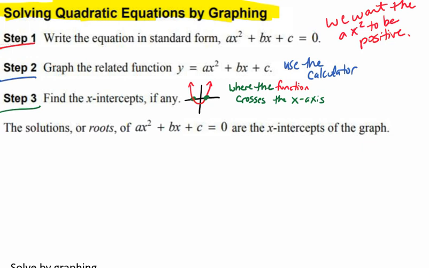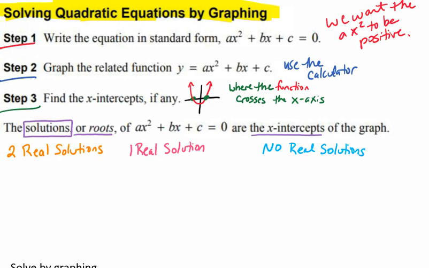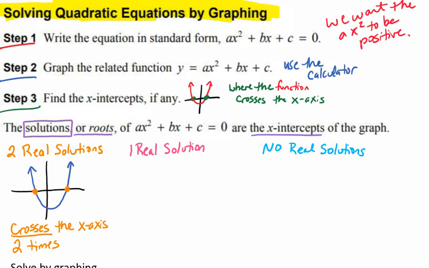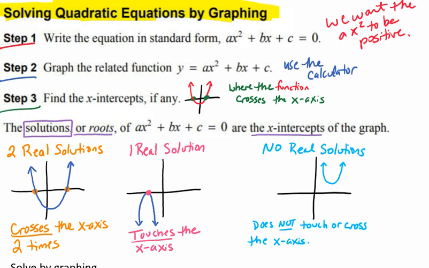the graph. So how do you know the number of solutions that the quadratic equation is going to have? Well, there are three types of solutions: two real solutions, one real solution, or no real solutions. When there are two real solutions, our graph crosses the x-axis 2 times. When we have one real solution, our graph simply touches the x-axis. And when there are no real solutions, the graph does not touch or cross the x-axis.